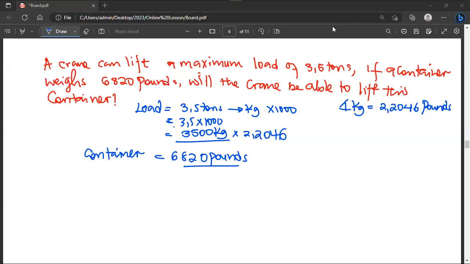All right, then we change the pounds to kilograms. Sorry, let's change the kilograms for the crane to pounds and we equate it with this. So when we multiply the 3,500 kilograms, we want them to become pounds. We shall end up having 7,716.1 pounds.